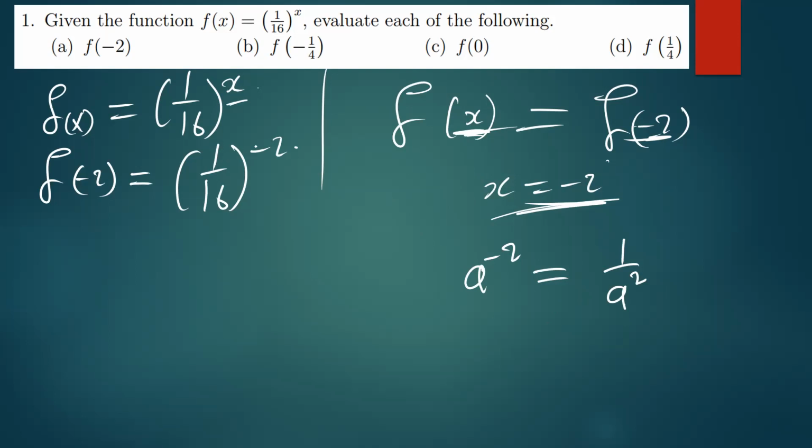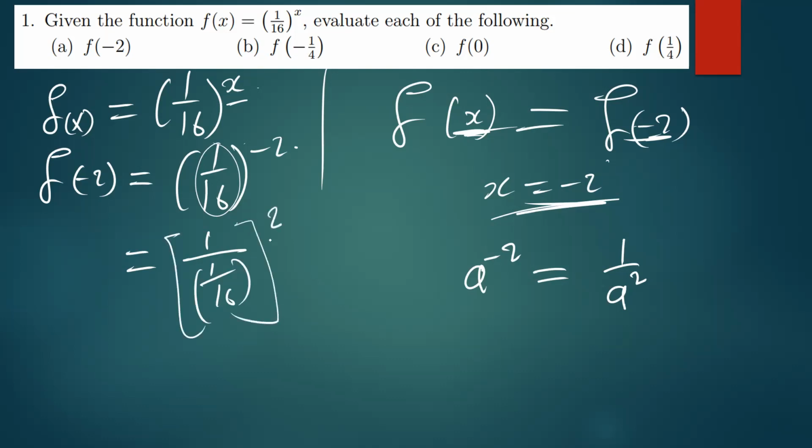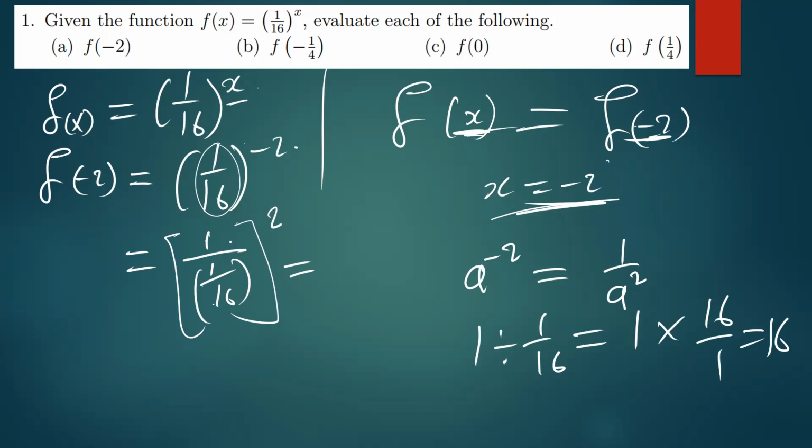So if we say 1 over 16 to the power -2, this is just the same as saying 1 over 1 over 16, then we raise everything to the power 2. So if you divide 1 by 1 over 16, this is just the same as 1 times 16 over 1, which gives you 16. So this part is going to be replaced with 16, and this will be 16 to the power 2.